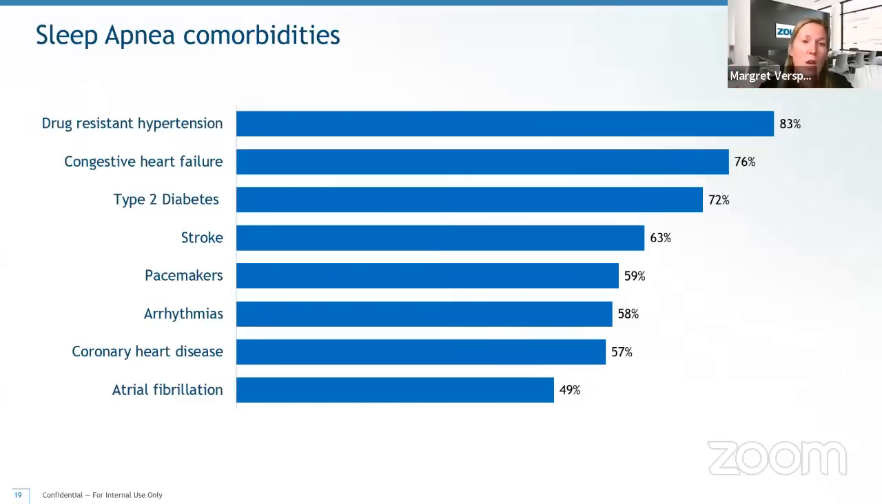So they have a lot of comorbidities, and it takes 6 years to really diagnose the patient. So there are still a lot of patients undiagnosed on sleep apnea. Yes, because you don't have sleep apnea from one day to the other. It's something which develops over a year. You don't have it from one day to the other.